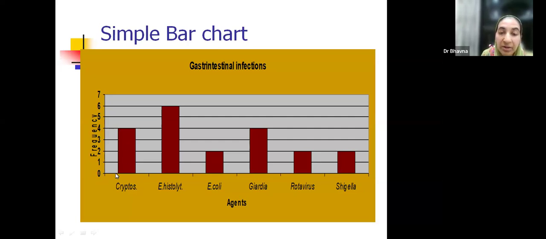Okay. For example, when you look at this data, maximally, which organism was present? E. histolytica. 6 patients out of 20 had E. histolytica, followed by Giardia and Cryptococci. And then E. coli, Rota, and Shigella were all equal at a frequency of 2. Now, this is a simple bar chart.